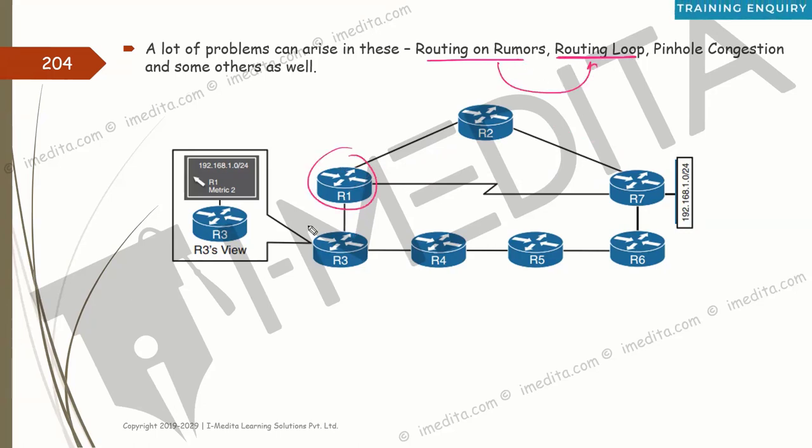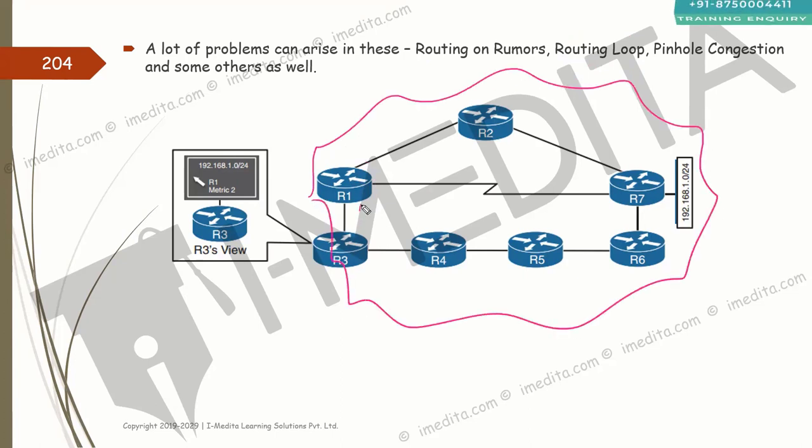Because you are trusting the information that you are receiving from the neighbor blindly, you are performing this routing on rumors. Because of that, there are very high possibilities in distance vector routing protocols that a routing loop might occur. You are not even validating the information that you have received from the neighbor. You do not have the entire topological map of the network. You are just completely dependent on the information given by the neighbor router. Whatever the neighbor router says is taken as correct.